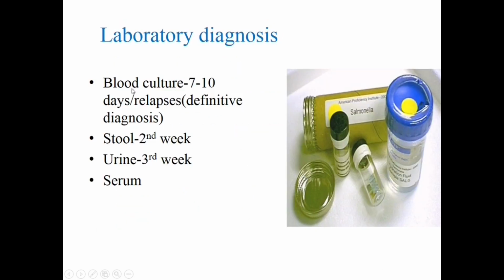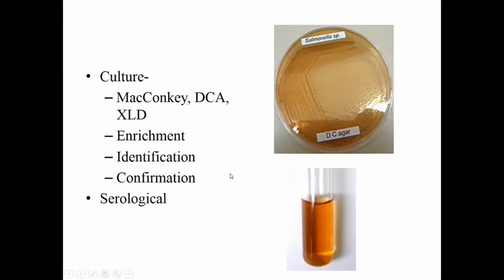Blood culture is usually positive within 7 to 10 days, that is in the first week. Stool is usually positive by the second week, and urine by the third week. And of course, we can collect serum sample and perform the serological tests. Now, if we are culturing the organism from a sterile fluid like blood, we need not use selective media. We can directly use any media because we know that blood is sterile. So if Salmonella is there, Salmonella will grow. Otherwise, if Salmonella is not there, nothing will grow because blood is sterile.